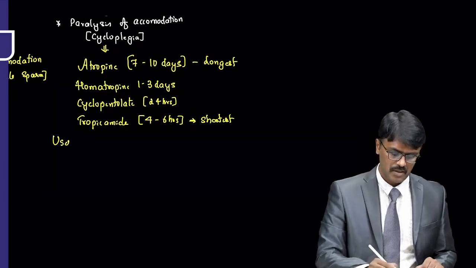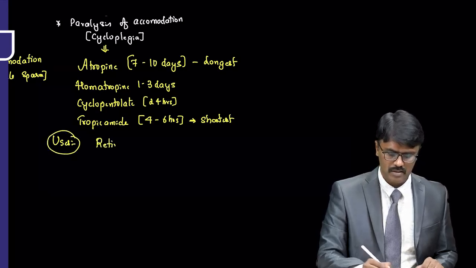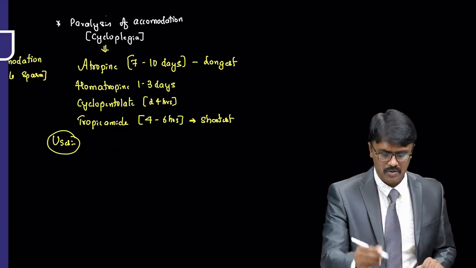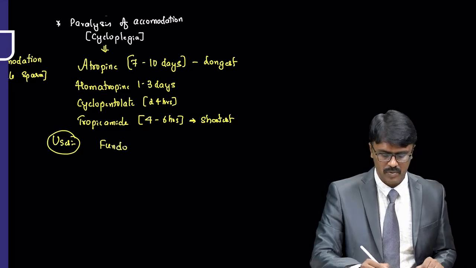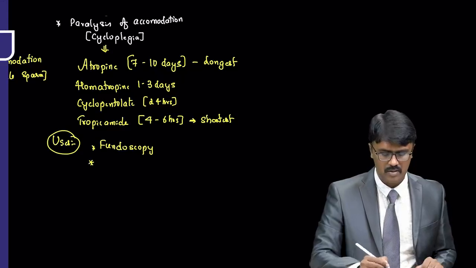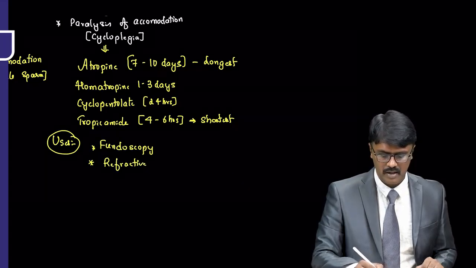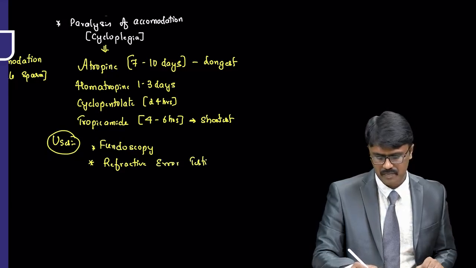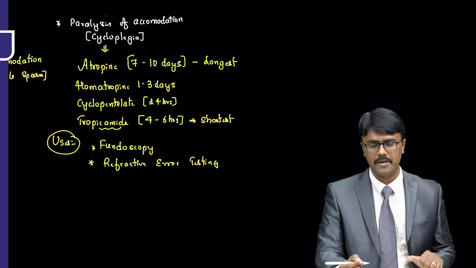Uses. So passive mydriatics are used in two conditions. One is in fundoscopy, and one more is in refractive error testing. Refractive error testing. So most commonly used drug is tropicamide. The reason is it's very short acting.